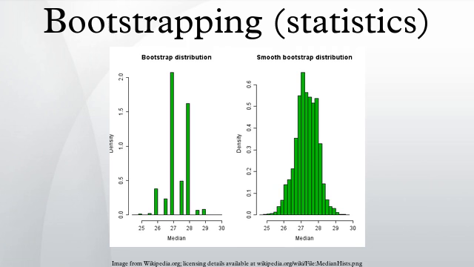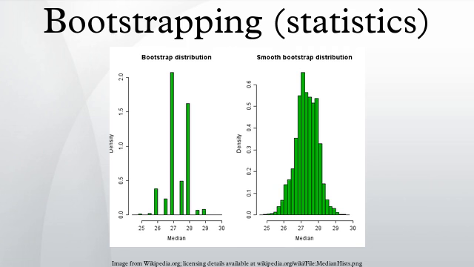In statistics, bootstrapping is a method for assigning measures of accuracy to sample estimates. This technique allows estimation of the sampling distribution of almost any statistic using only very simple methods. Generally, it falls in the broader class of resampling methods.